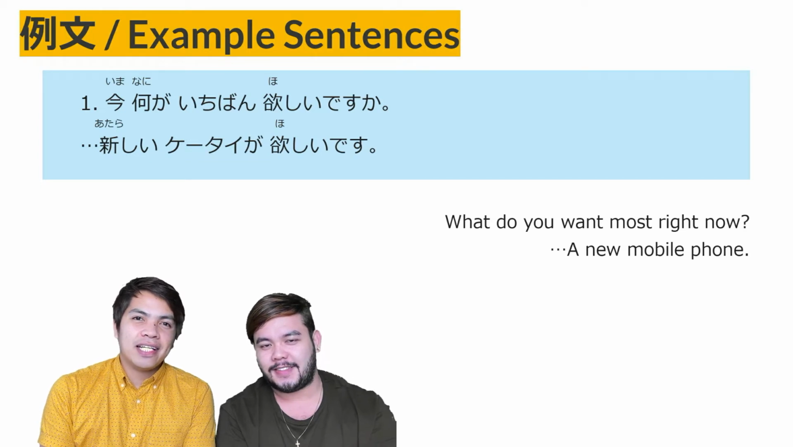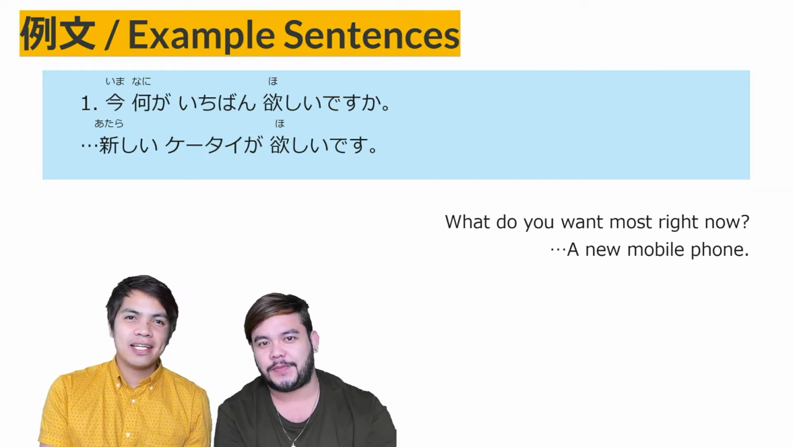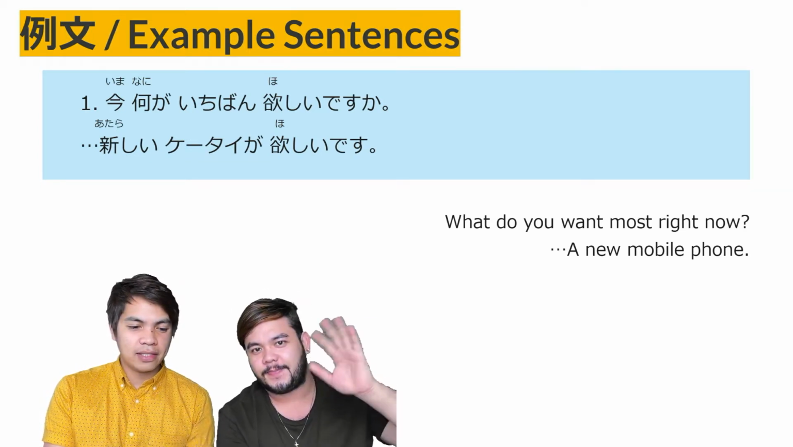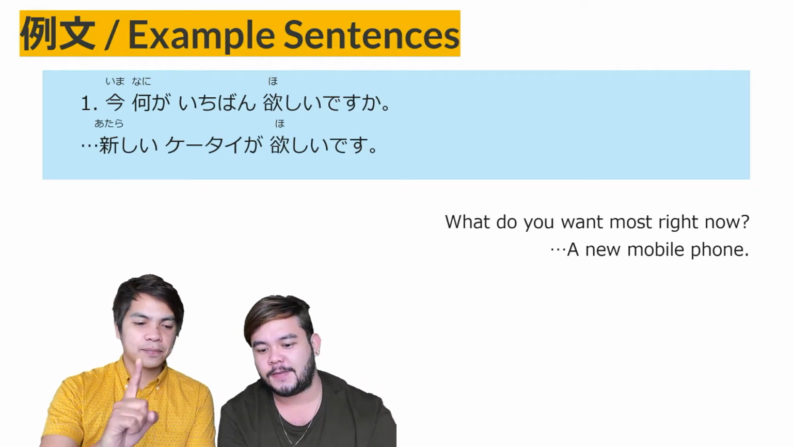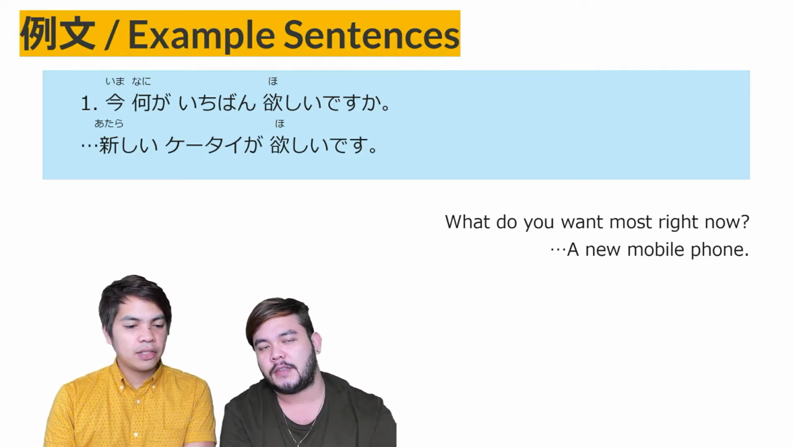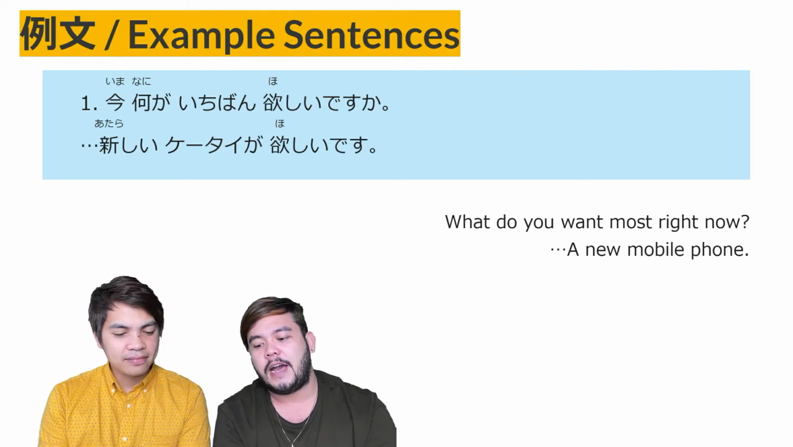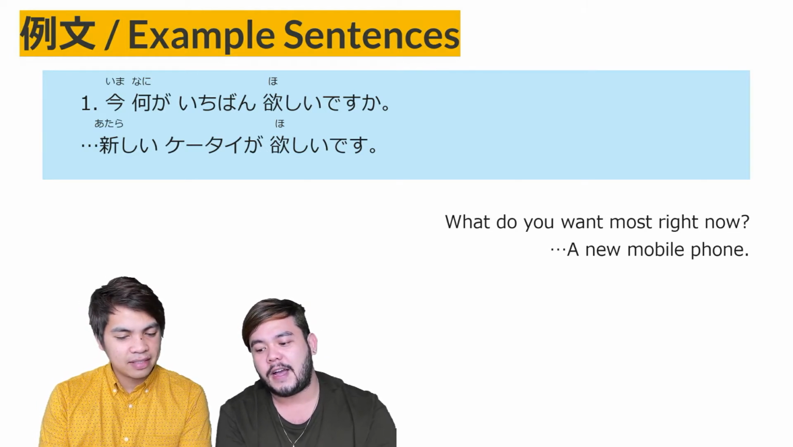Welcome to Lesson 13, example sentences. Once again, Mr. Van will join us today. Number 1, Ima nani ga ichiban hoshii desu ka? Atarashii ketai ga hoshii desu.